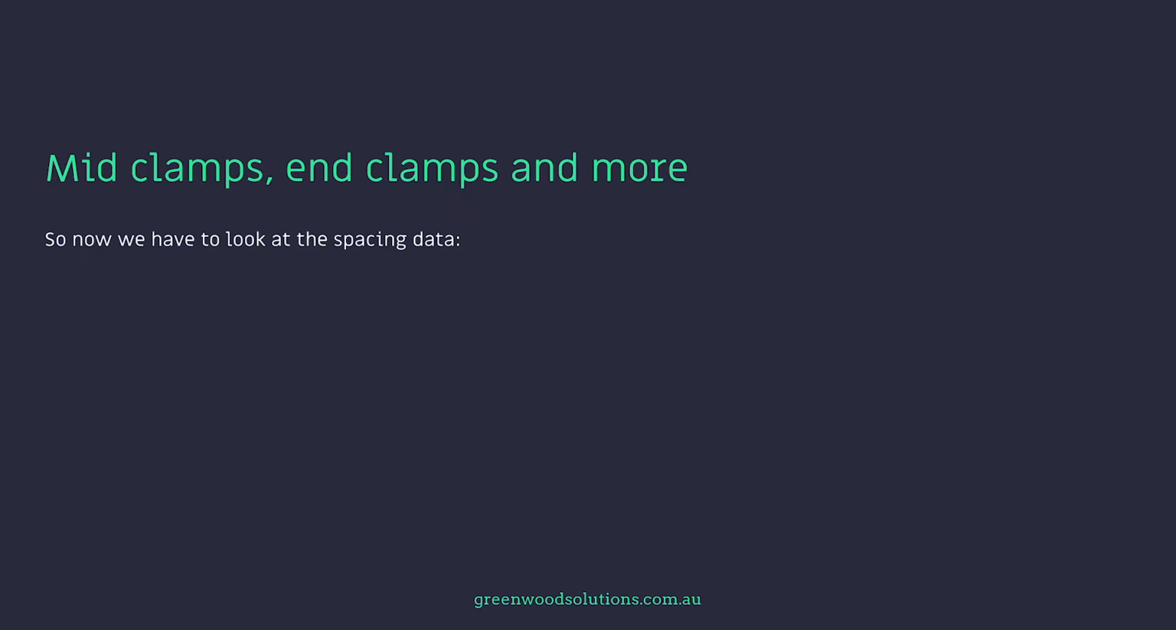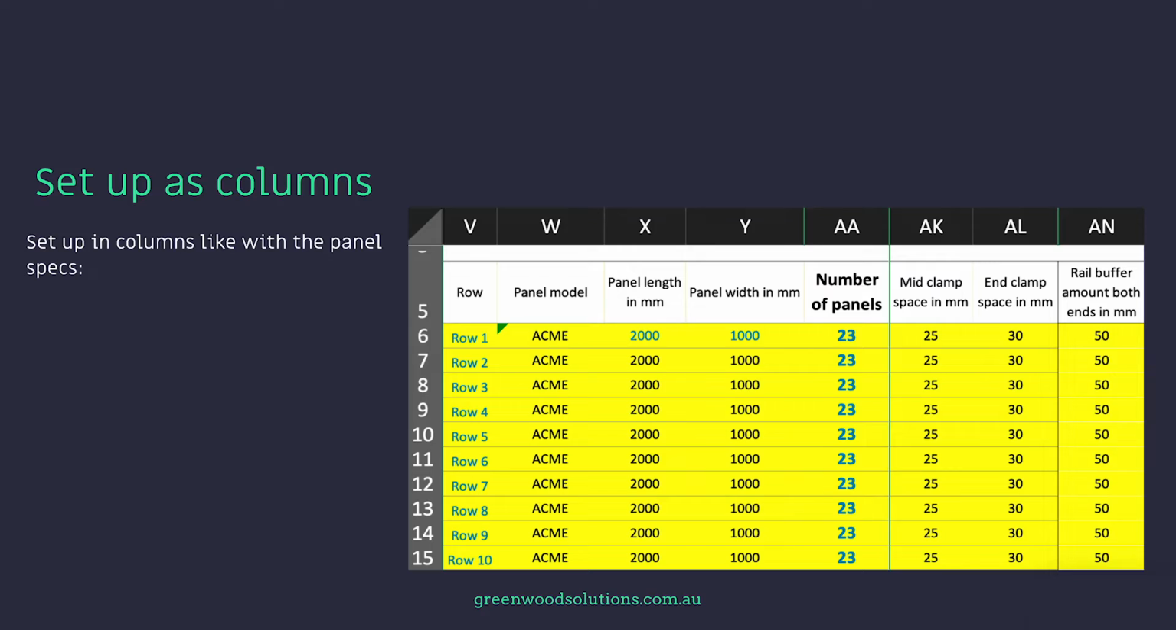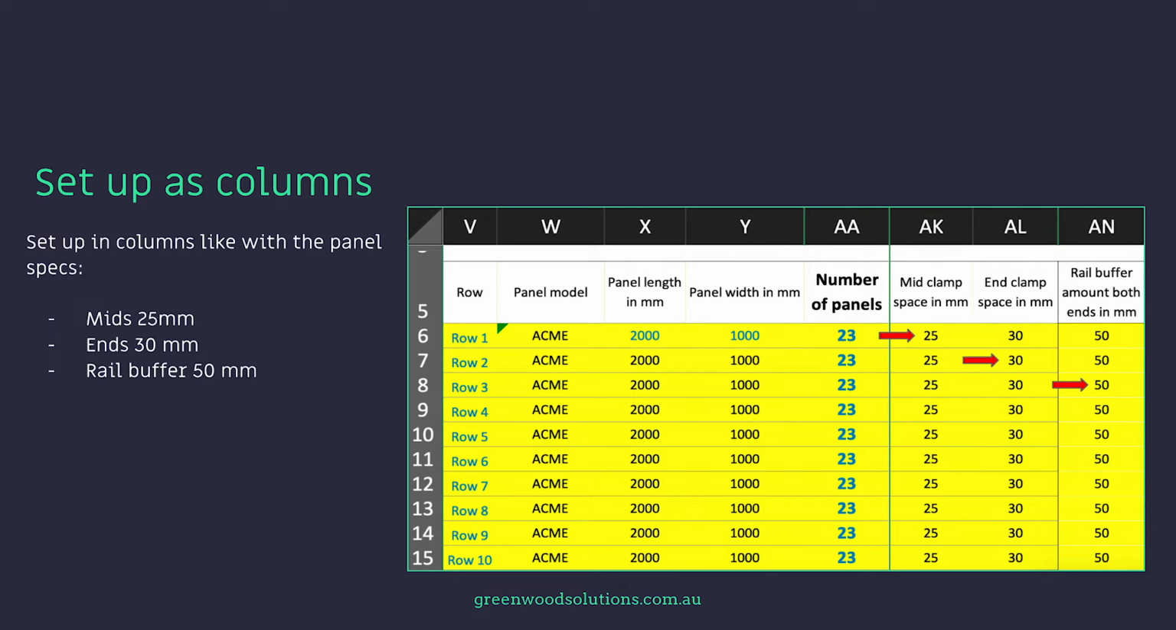So now we have to look at the spacing data. Now the mid-clamp spacing in this case is 25 mil, the end clamp spacing is 30 mil, and I've allowed an end buffer of 50 mil. And this amount is allowed for at both ends as a buffer, hence the name, and can be increased so the number of rail cuts can be reduced sometimes. Set up in columns like with the panel specs. So we got mids 25 mil, ends 30 mil, rail buffer 50 mil.